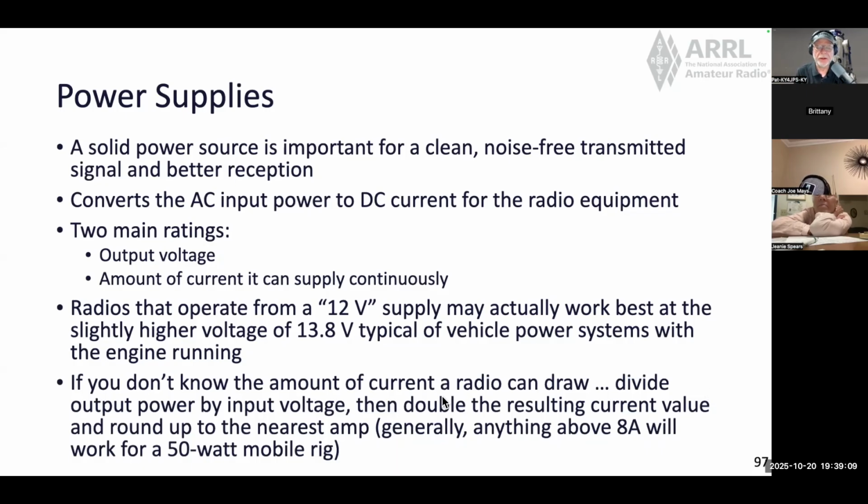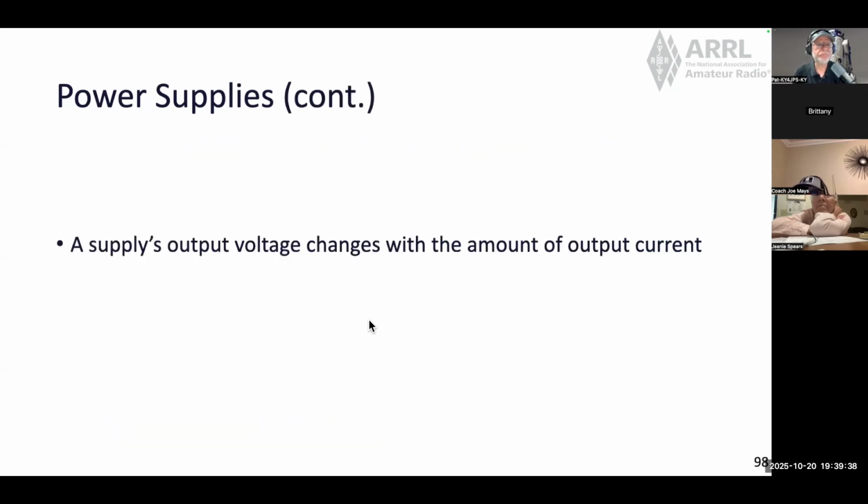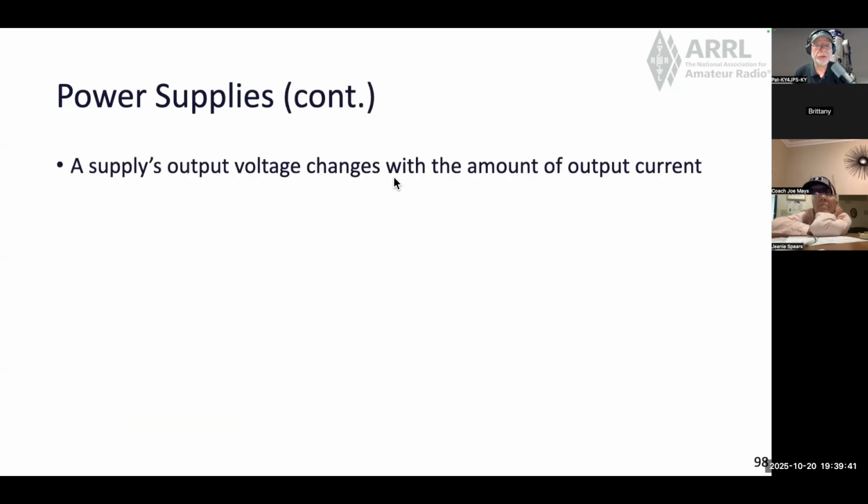If you don't know the amount of current a radio can draw, divide the output power by the input voltage, then double the resulting current value and round up to the nearest amp. Generally, anything above 8 amps will work for a 50-watt mobile rig. So you need to know the highest wattage for your radio. My little Yaesu 2980 is 80 watts, so I need to make sure I've got the proper amperage to run that radio. A supply's output voltage changes with the amount of output current.